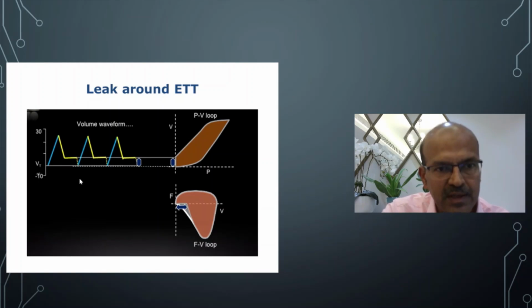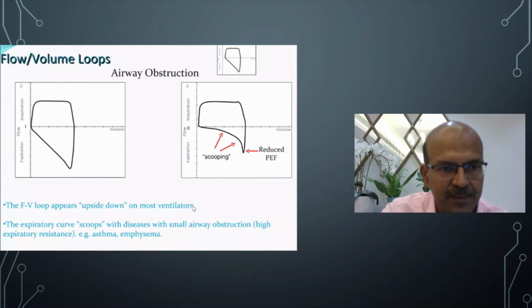So the leak around the endotracheal tube, we have the normal waveform, and here it doesn't, the clipping happens, and we have the pressure volume loop, it doesn't come back to baseline, the flow volume loop, it doesn't come back to baseline. So you can have the flow volume loop which is upside down as we discussed, so inspiration and expiration can be reversed, and in this case with the airway obstruction, the expiratory curve is scooping. So this is because of the obstruction and it's prolonged.